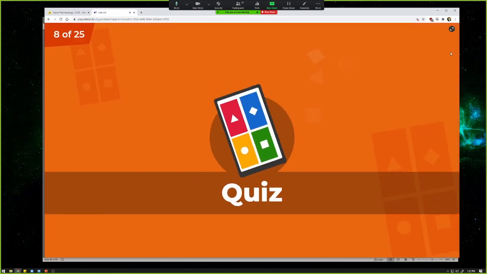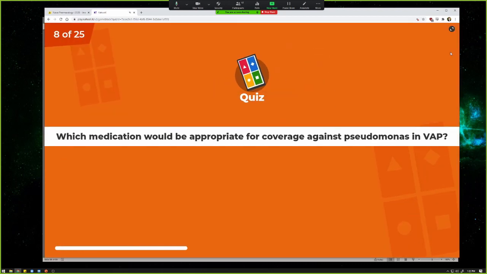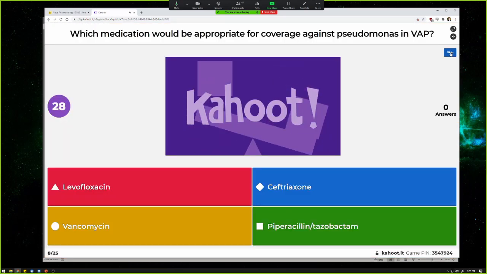Don't forget to tell you about my tox case I had last night if I get to the end and forget about it. Which medication would be appropriate for coverage against Pseudomonas and ventilator-associated pneumonias? Do I want to use levofloxacin, ceftriaxone, vancomycin, or piperacillin tazobactam?